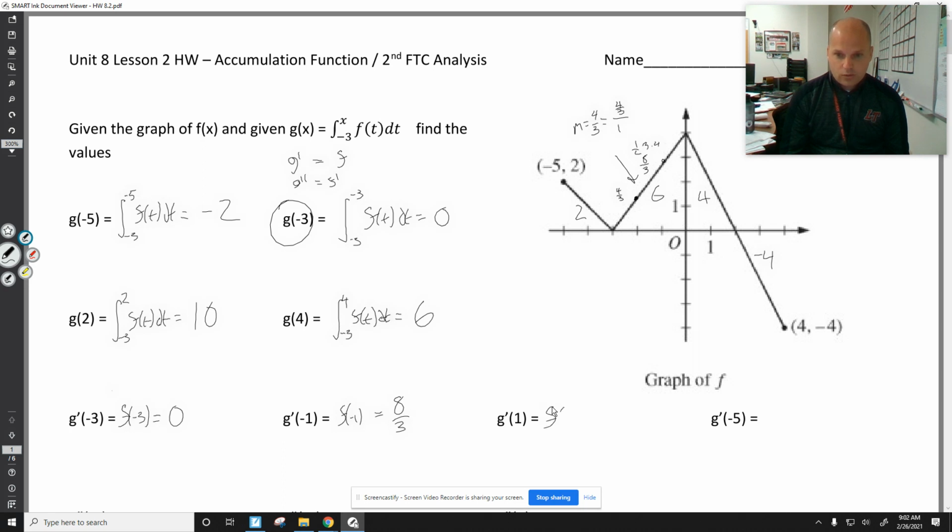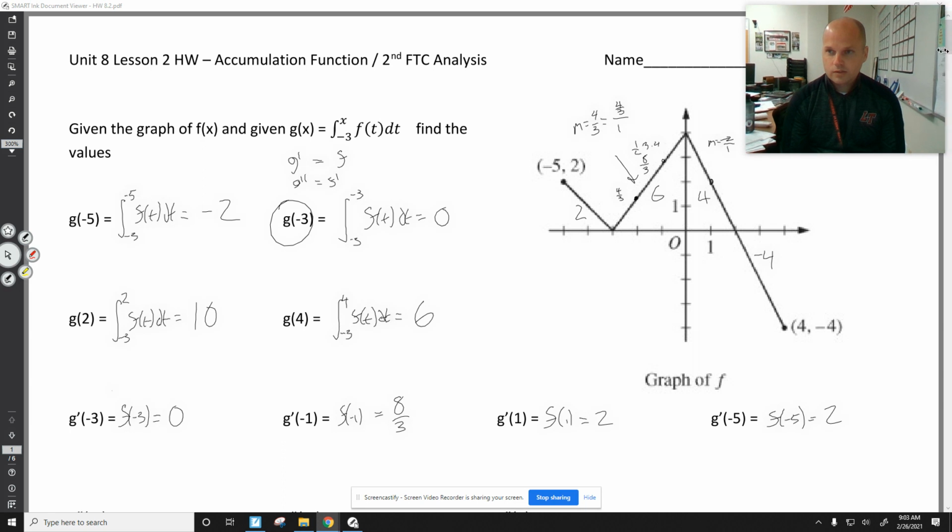G prime of 1 is just equal to f of 1. Same deal, I need to find this point at 1. Well, this slope is down 4 over 2, so the slope is down 2 over 1. So I go down 2 over 1. I go 4 down to 2. This is easier to calculate than this. But again, it's just applying a slope, not assuming that the values end up at whole numbers. Important. G prime of -5 is the same as f of -5. F of -5, 1, 2, 3, 4, 5 is 2.